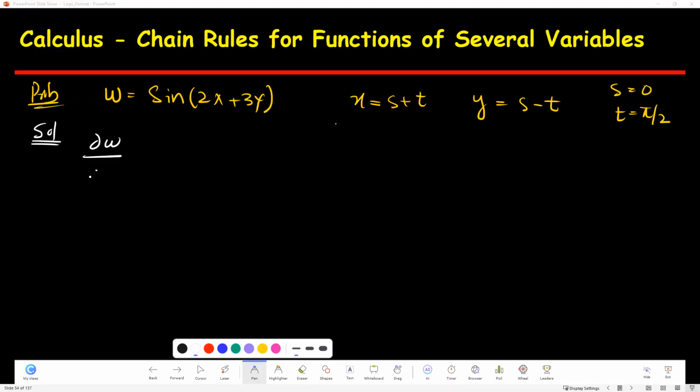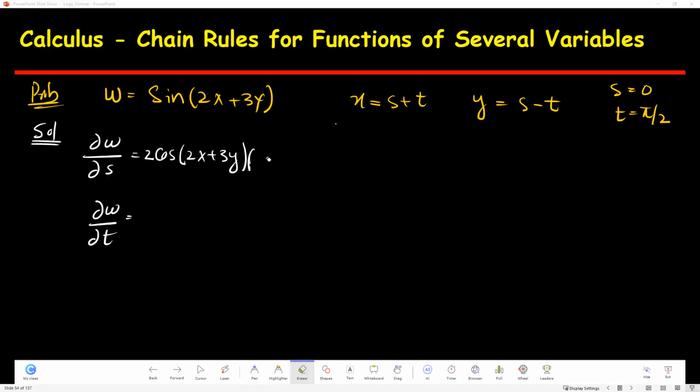Since these are two separate ones, I'm going to take dw over ds separately. I'm going to take dw over dx times dx over ds. So dw over dx means sine to the power cos theta, where the angle is 2x plus 3y, and the derivative of the angle with respect to x. If I take the derivative of 2x plus 3y, the answer will be just 2. I can write the 2 here, or move the 2 to the beginning because it looks more appropriate.